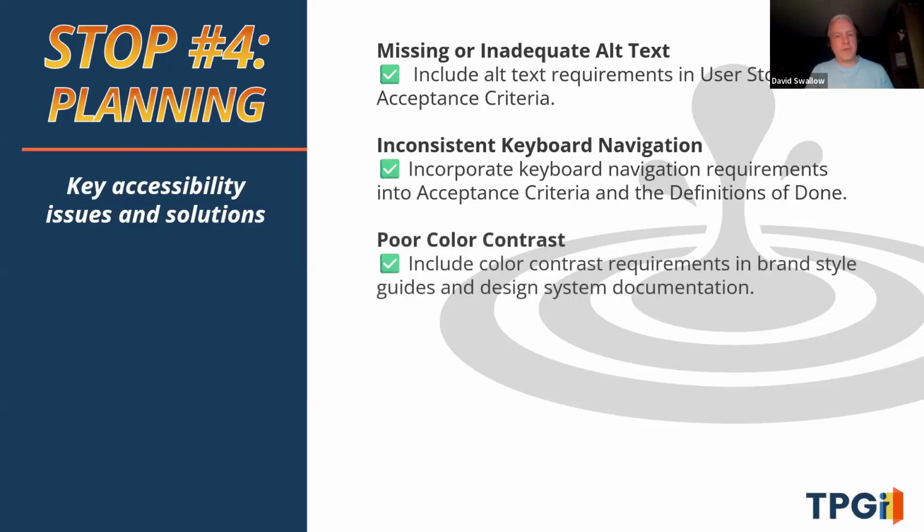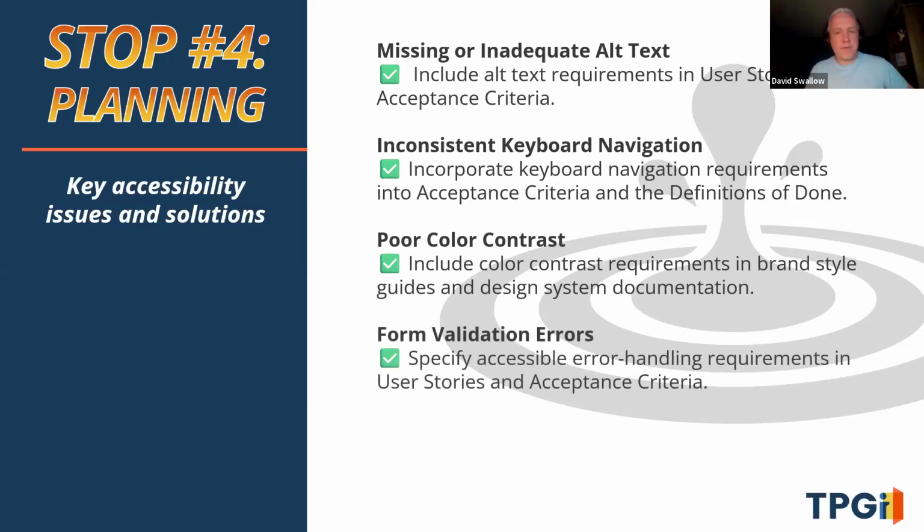Poor color contrast. Accessibility requirements for color contrast may not be defined in brand style guides or project specifications. Then designers use non-compliant color palettes and developers implement them without validation, and that requires costly redesigns later. But what should happen is to include color contrast requirements in brand style guides and design system documentation.